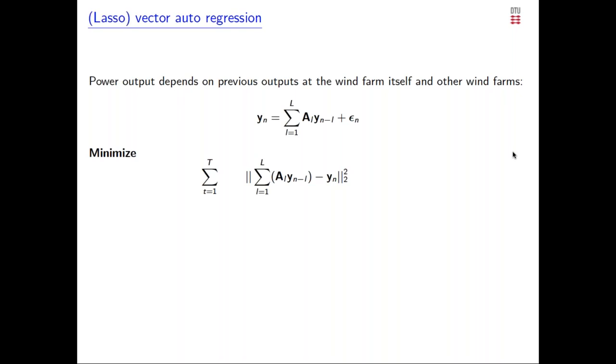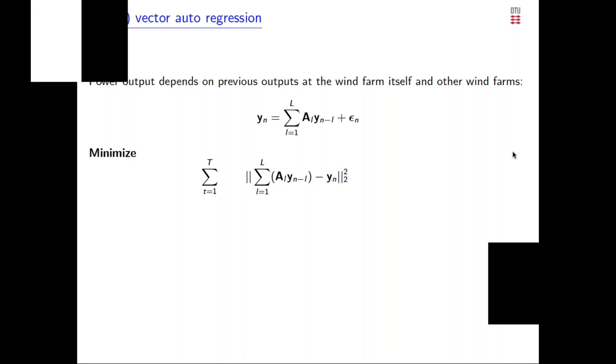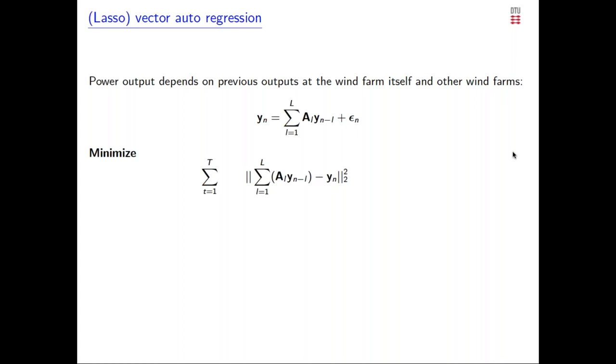So the coefficients A are matrices, all right? If you have 100 wind farms, the dimension of this matrix A is 100 times 100. So it gets very big rapidly, these matrices of coefficients. And it's the easiest way you could ever model this kind of relationship.